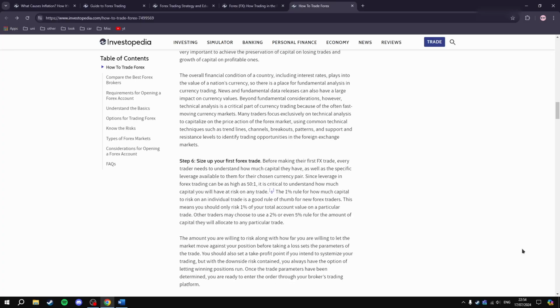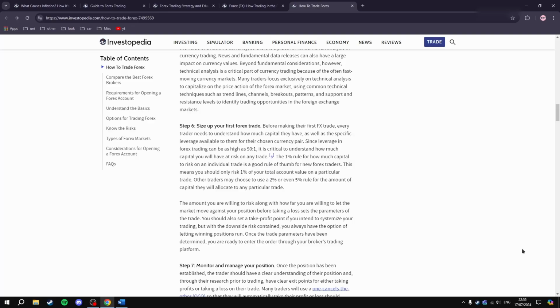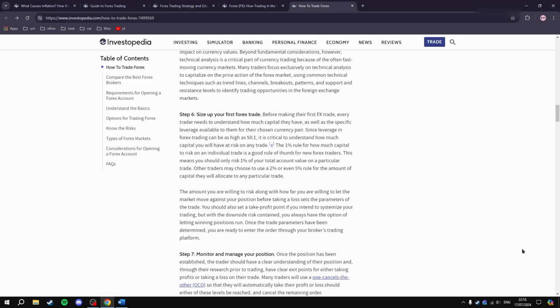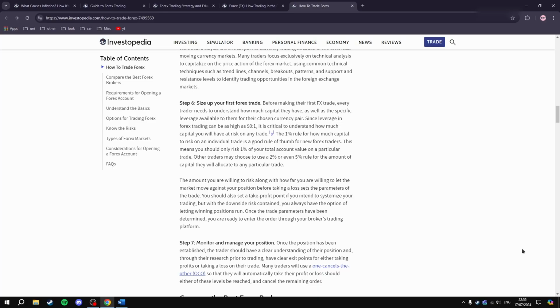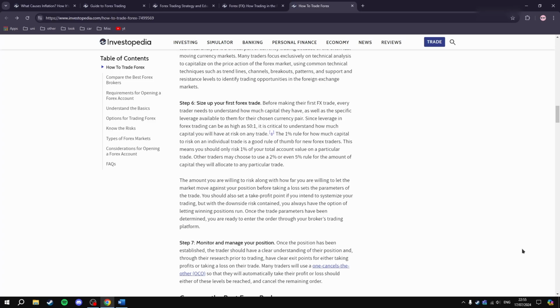Call it that. The overall financial condition of a country, including interest rates, plays into the value of a nation's currency, so there's a place for fundamental analysis in currency trading. News of fundamental data releases can also have a large impact on currency values. Beyond fundamental considerations, however, technical analysis is a critical part of currency trading because of the often fast-moving currency markets. Many traders focus exclusively on technical analysis to capitalize on the price action of the Forex market, using common technical indicators or technical techniques such as trend lines, channels, breakouts, patterns, and support and resistance levels to identify trading opportunities in the foreign exchange markets.